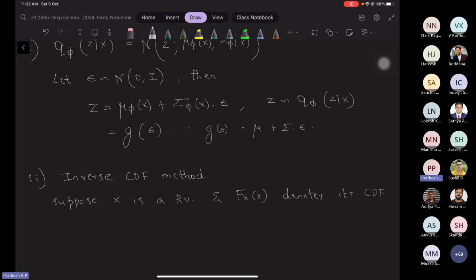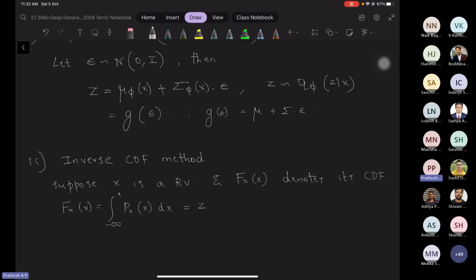Now we know that F_X(x) is simply the integral of the PDF function over this. Now let us represent that by some random variable Z. Now the question is, what is the distribution of Z? Do you understand the question?